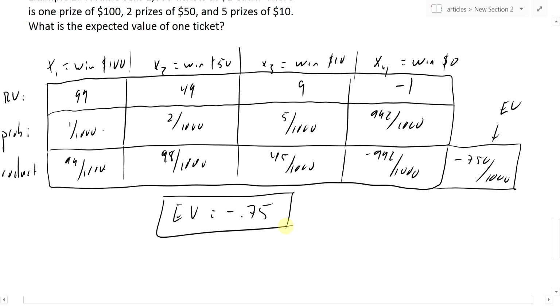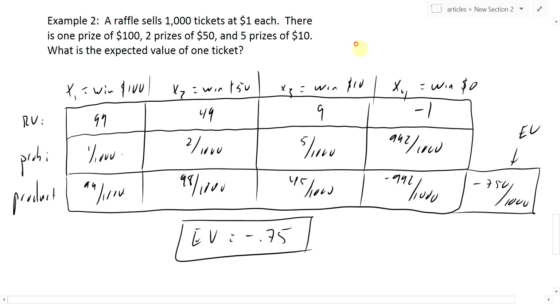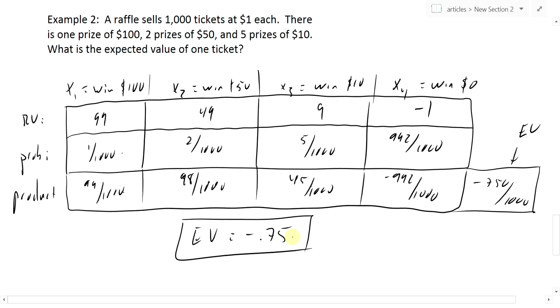Right? So if you played this lottery, this raffle over and over again, if you go to the same little fair every year and you buy a raffle ticket, over the course of your lifetime, you'd expect to lose 75 cents each time you played. So if you played for 100 years, you'd lose $75. I guess 50 years would be 37.5. And, if it's for a good cause, you might want to do that.